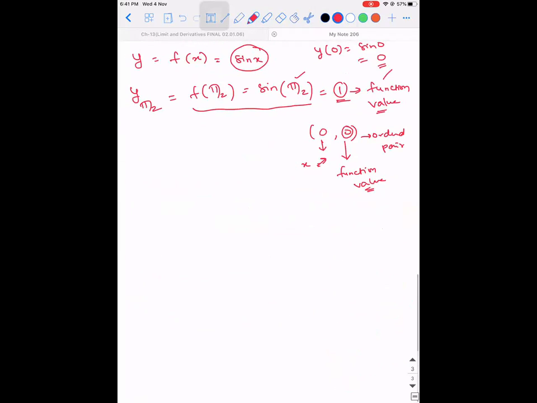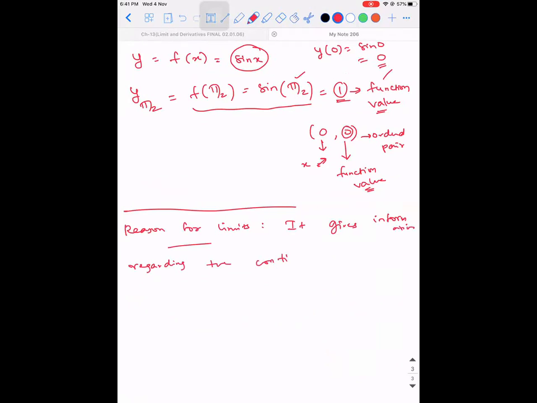Now listen. Now I will tell you why we are actually studying limit. Then I'll explain what limit is. So the reason for studying limit is, write it down: it gives information regarding the continuity of a function.